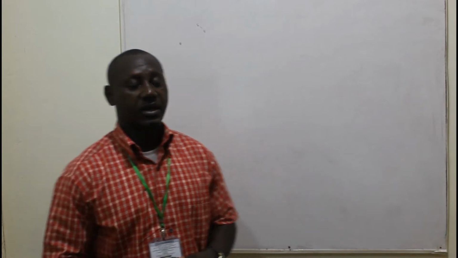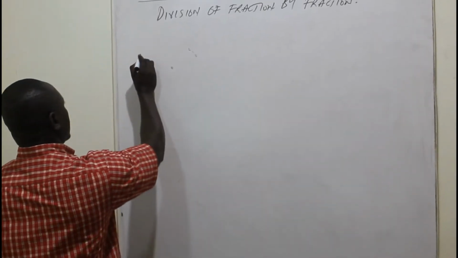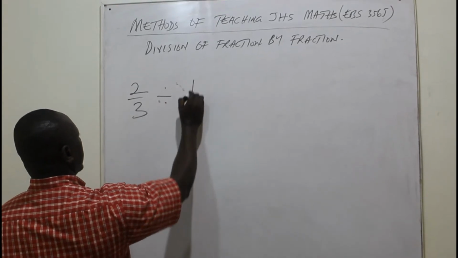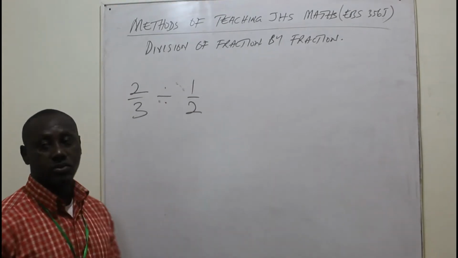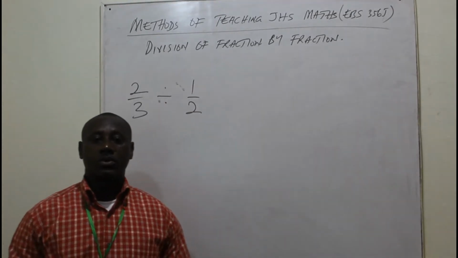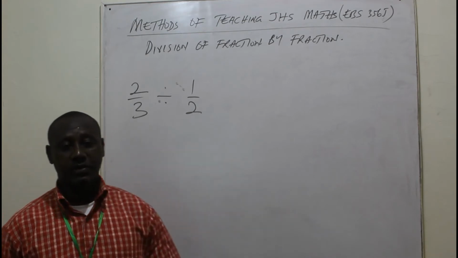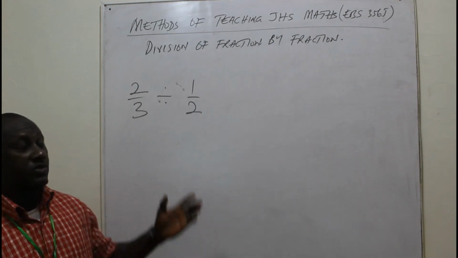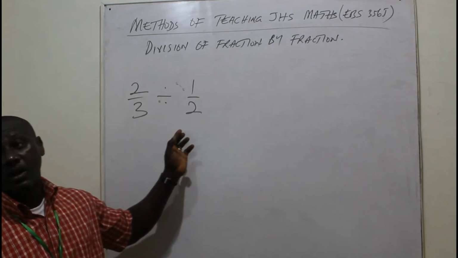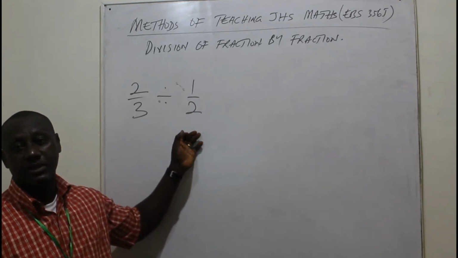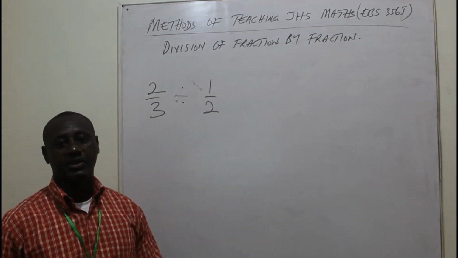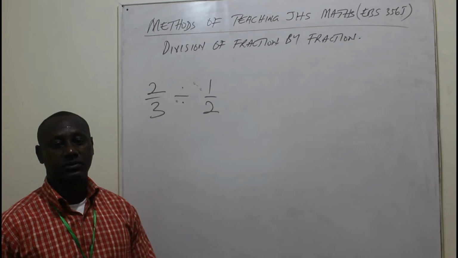If I have an example like 2 on 3 divided by 1 on 2, how are you going to interpret this one? We are saying that we can read this one as how many halves are in 2 thirds? How many halves are in 2 thirds?